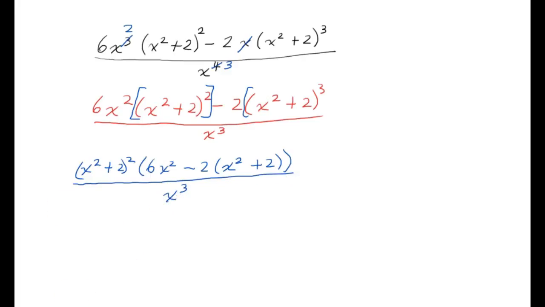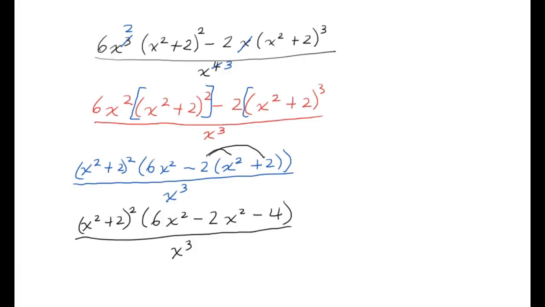Okay, at this point, what are we going to do? We have to clean up inside here. Let's distribute the negative 2 by the x squared and the 2, and I'll pause it and just write that down. This is getting us very close now to a finished answer. We have x squared plus 2 quantity squared, that's still there. Over here, the negative 2 distributed, and so what we have inside the parentheses is 6x squared and then minus 2x squared minus 4. Well, 6x squared minus 2x squared is just going to give us 4x squared.